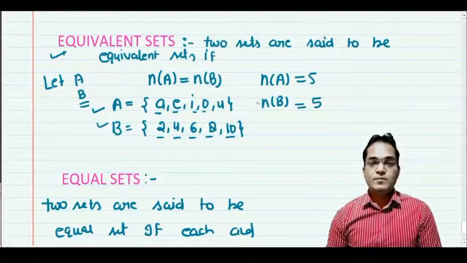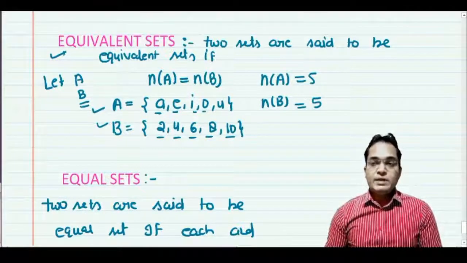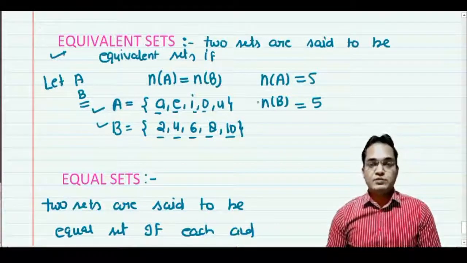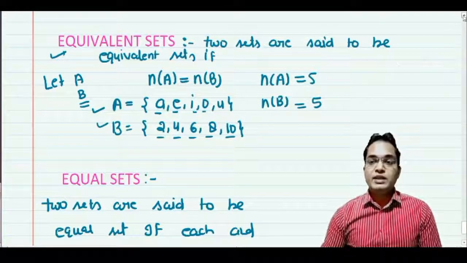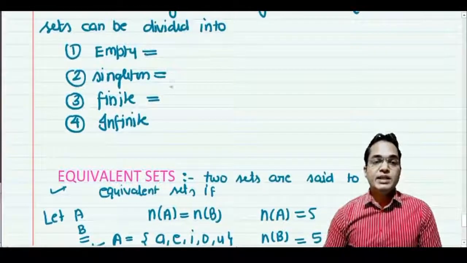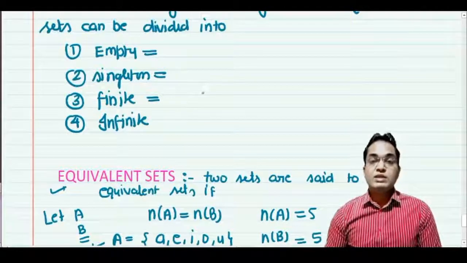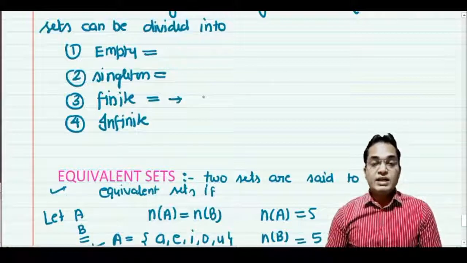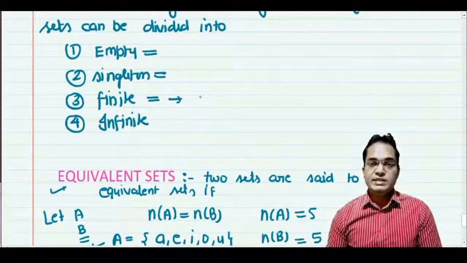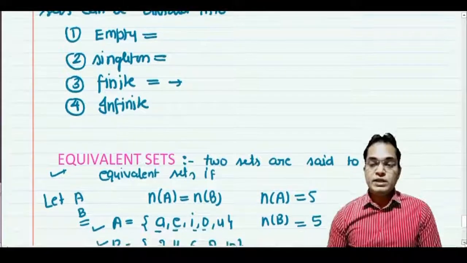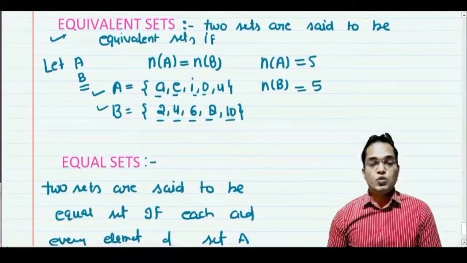Whatever we have studied so far in this video, we started from types of sets. We defined types of sets on the basis of their cardinal number. Sets can be classified into empty, singleton, finite and infinite sets. Then, what is the cardinal number of a finite set? Do you know? Because cardinal number is defined only for finite sets. That's why we say the cardinal number of a finite set. Then two important definitions: first is the equivalent set and second is the equal set. Got it?